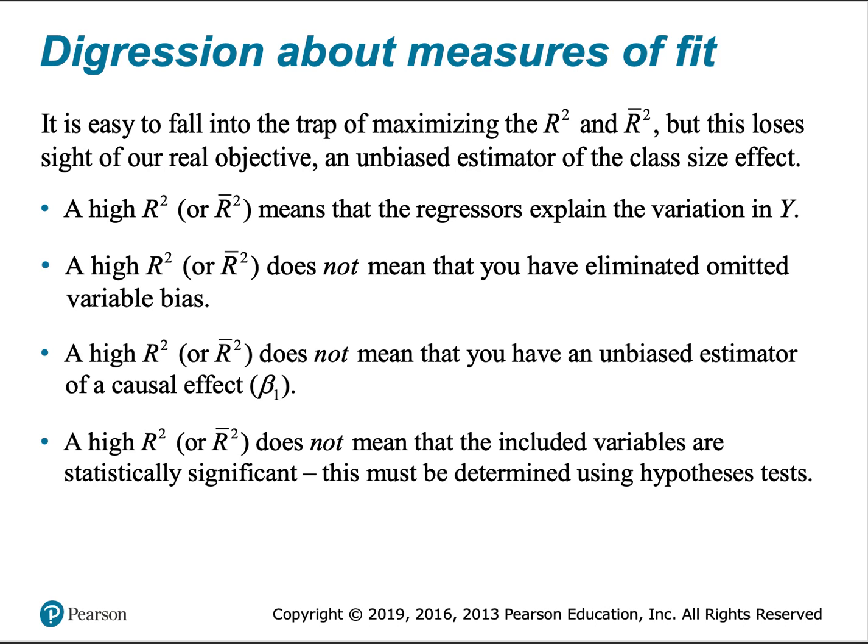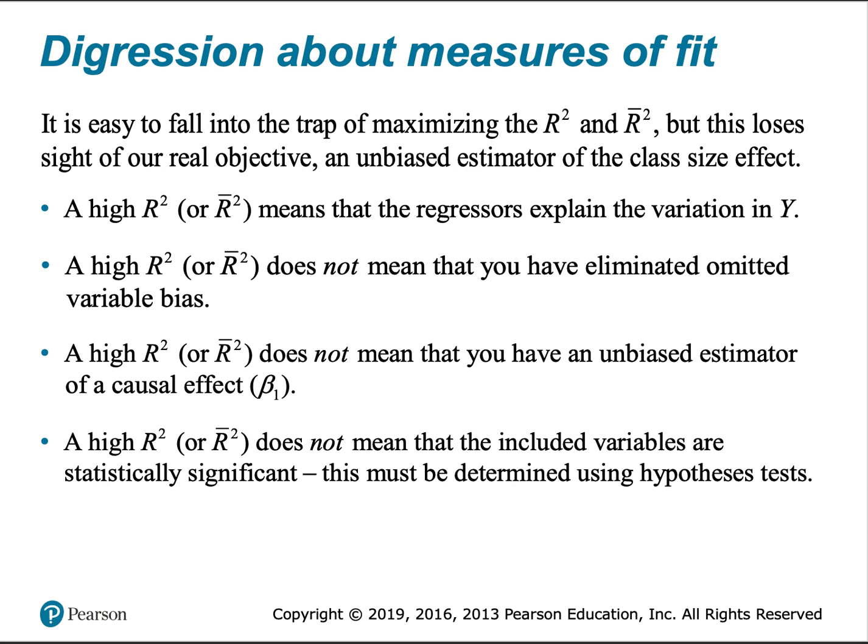A high R squared or adjusted R squared means that the regressors explain or are correlated with the variation in Y, depending on your identification. A high R squared or adjusted R squared does not mean that you have eliminated omitted variable bias. It is very possible that you have included regressors that explain a lot of variation in Y, but those regressors may still be correlated with the omitted stuff.